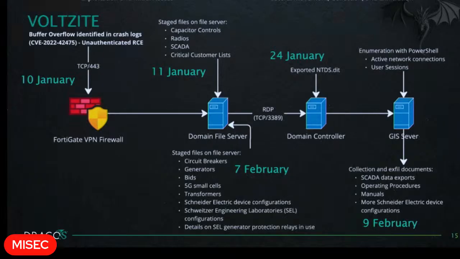And then, 2 weeks later, they RDP'd to a domain controller. Generally, you shouldn't be allowed to do that anyways. And then from there, they exported the ntds.dit file, which generally holds usernames, accounts, information about the domain on the domain controller. And then fast forward a month later, they stage more files on a file server. A lot of these are configuration files for the SCADA systems, any sort of things like the SEL configuration, just things that are really important for the system to go. And then 2 days later, they actually exfiltrated those documents. So that data is stolen.